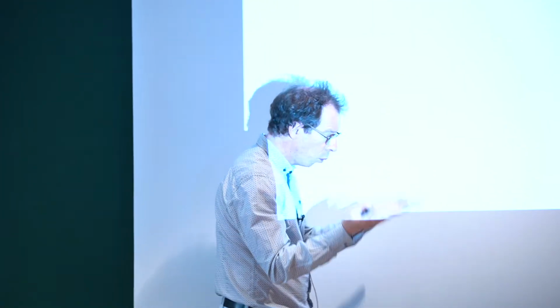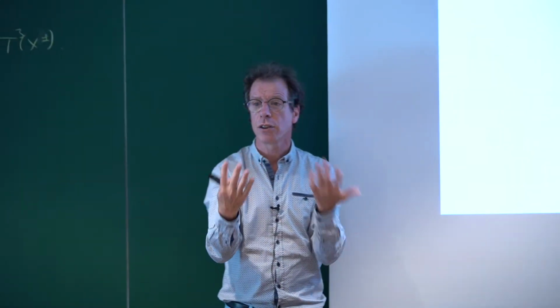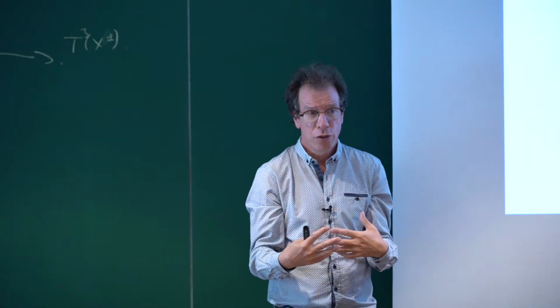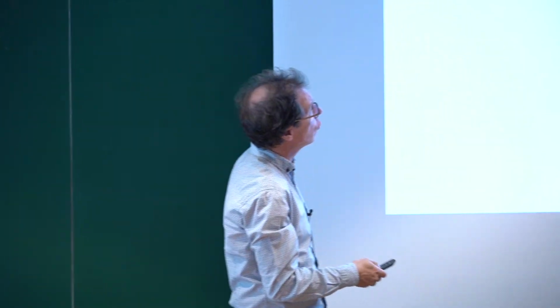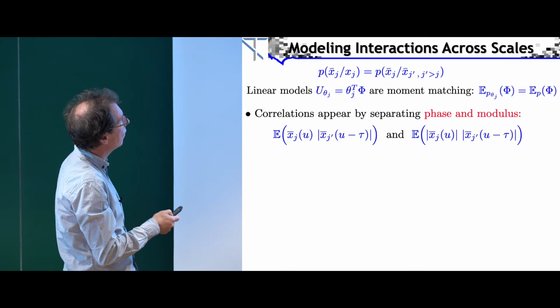Now, what kind of nonlinearities? The reason why these correlations are zero is because of the phase oscillation. The phases oscillate at different rates, and because of that the correlation is going to cancel. So if you want to avoid this cancellation, you want to eliminate the phase, or at least separate the phase and the modulus.